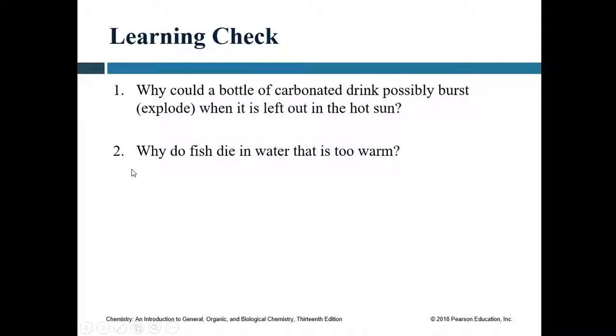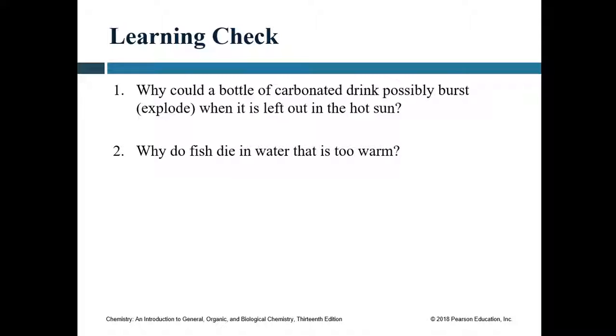Okay, anyway, next question. Why do fish die in water when it's too warm? Well, they're not dying because they're frying. They're dying because they're suffocating. When the water gets too warm, there's less oxygen in that water because solubility decreases when you increase the temperature. If there's less oxygen in the water for the fish, those fish are going to die.